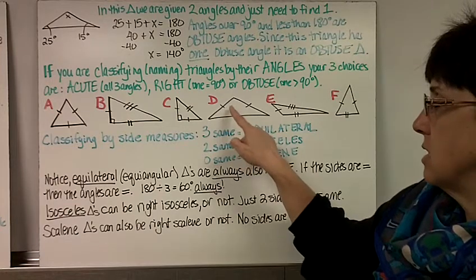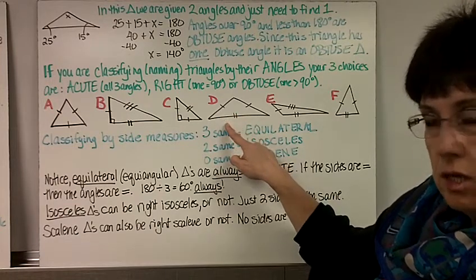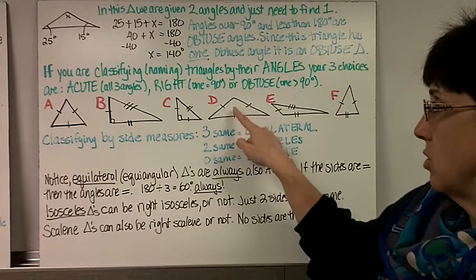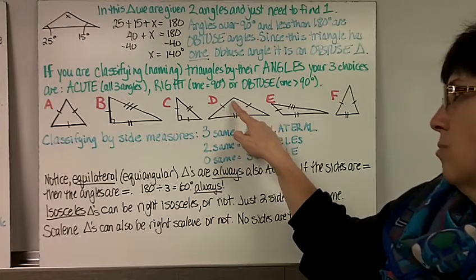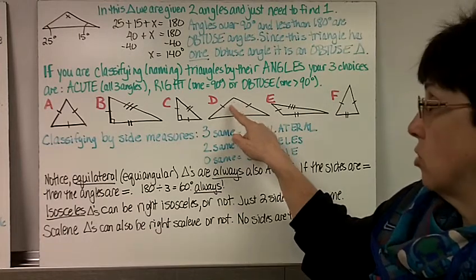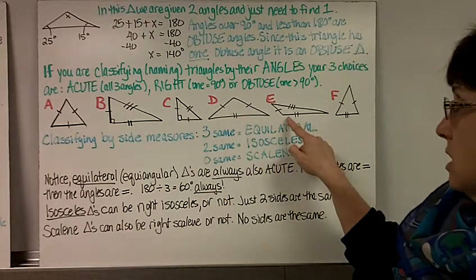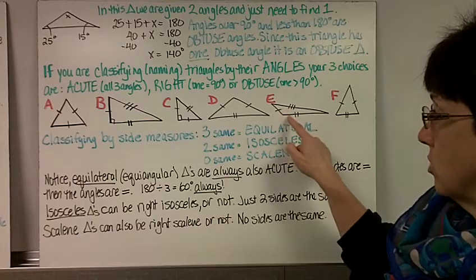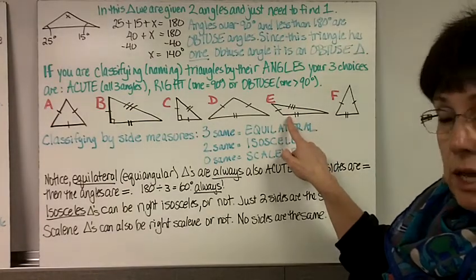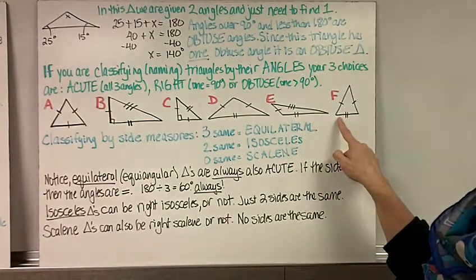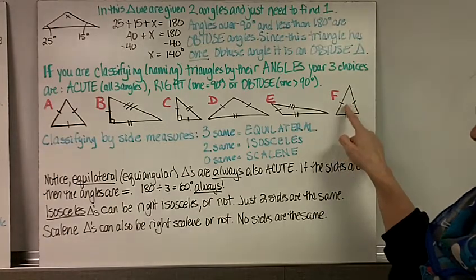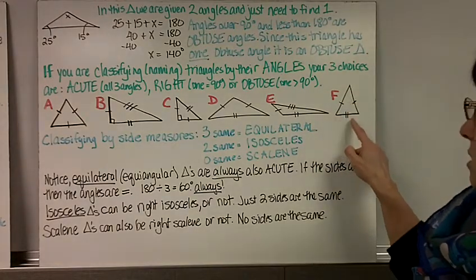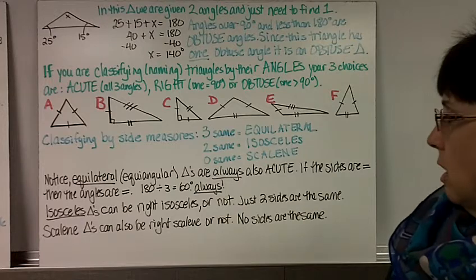This is isosceles also, but we don't know what this angle is up here. It looks like it could be obtuse, or maybe it's right. I don't know, so all we know is that it's isosceles. This one, though, is scalene, and you can tell this is greater than 90, so this would be scalene and obtuse. And this is isosceles, and it's also acute.